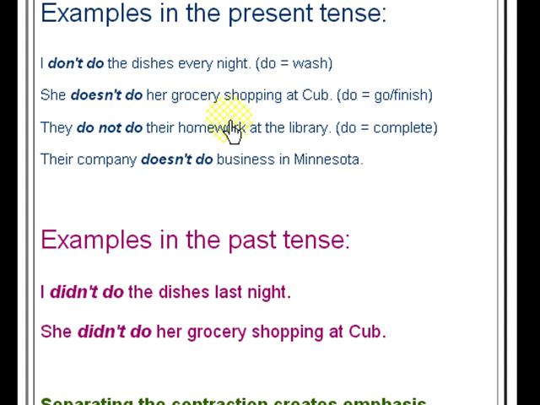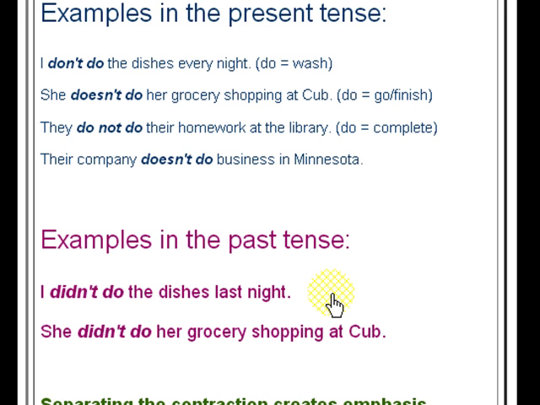She doesn't do her grocery shopping at club. This is used in place of go. Okay? She doesn't go shopping for her groceries at club. You'd have to rearrange it to make any sense with that word. They don't do their homework at the library, and here do is used in place of the word complete. They don't complete their homework at the library. And then the company doesn't do business. The company doesn't do business in Minnesota.